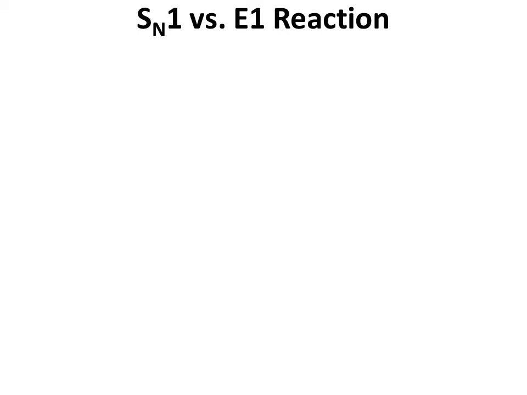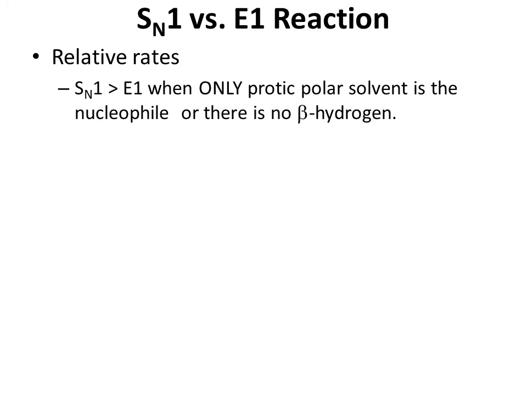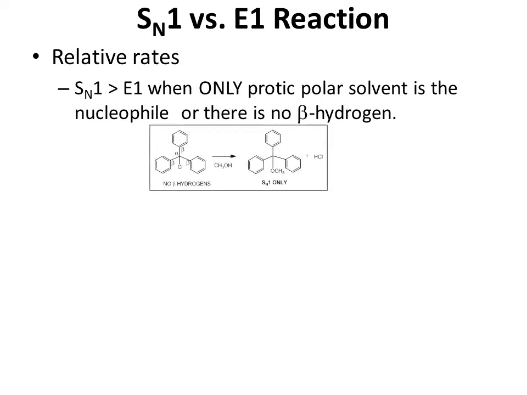So how do we know whether the substitution reaction SN1 or the elimination reaction E1 will be the major process? Well, it depends on the relative rates of the reactions. SN1 will be faster than E1 when only protic polar solvent is the nucleophile. There's nothing else. Or there's no beta hydrogen. That is, there's no hydrogen adjacent to the carbon that's going to become the carbocation. If there's no beta hydrogen, you can't make a double bond, so you can't have elimination.